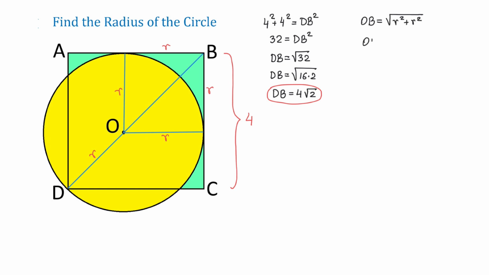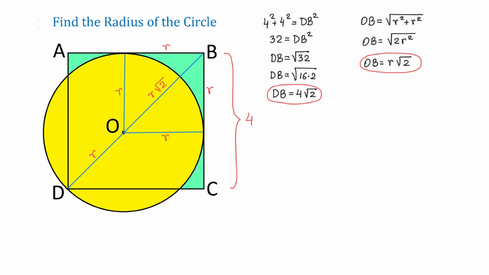Then OB equals the square root of 2 r squared. Then because the square root of r squared is r, we will write that OB equals r square root of 2. So we just found that OB is r square root of 2.